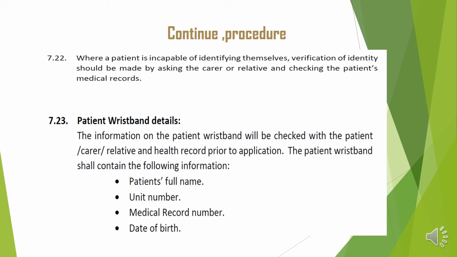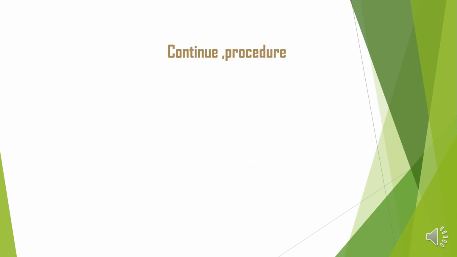Let's go for the wristband details. The information on the patient's wristband will be checked with the patient, carer, relative, and health record prior to application. The patient wristband should contain the following information. As we said, two main things, which are the patient full name and the medical record number. Some hospitals will add the unit number and date of birth.